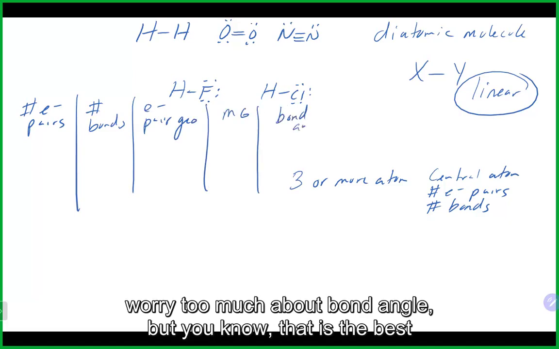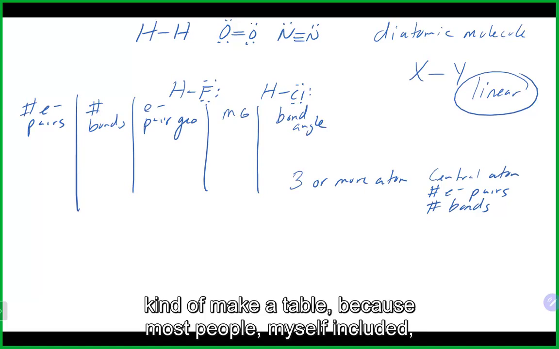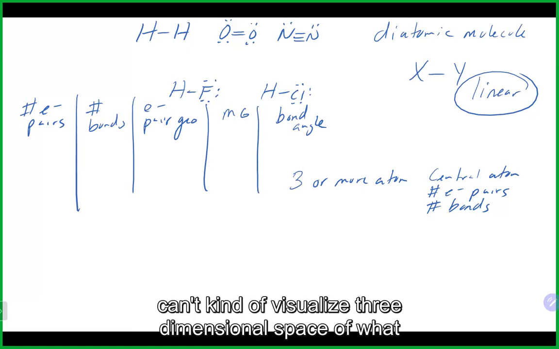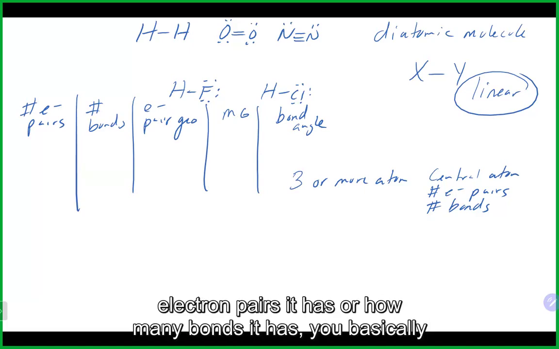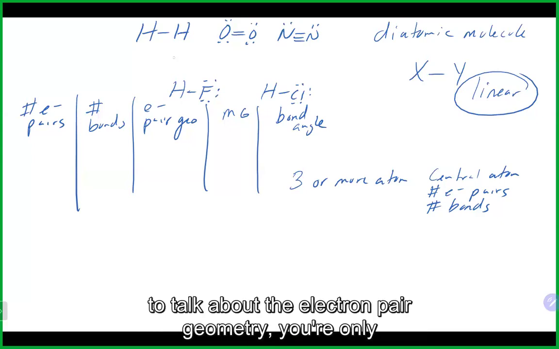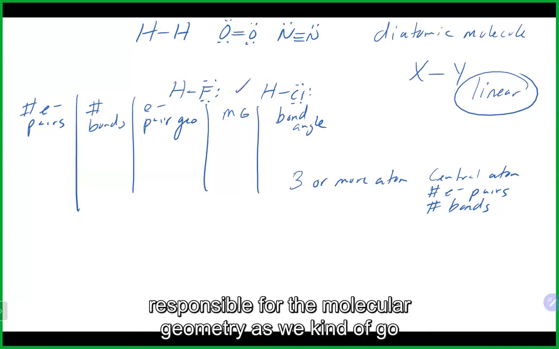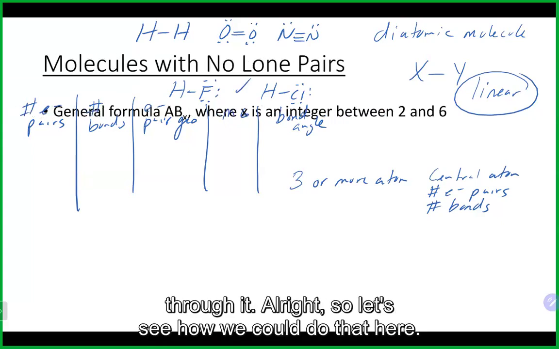Not that you have to worry too much about bond angle, but that is the best way to do it as we go through these examples, is to make a table, because most people, myself included, can't visualize three-dimensional space of what everything looks like. So, if you could recognize how many electron pairs it has or how many bonds it has, you basically will know the geometry. And again, even though we're going to talk about the electron pair geometry, you're only responsible for the molecular geometry as we go through it. All right, so let's see how we could do that here.